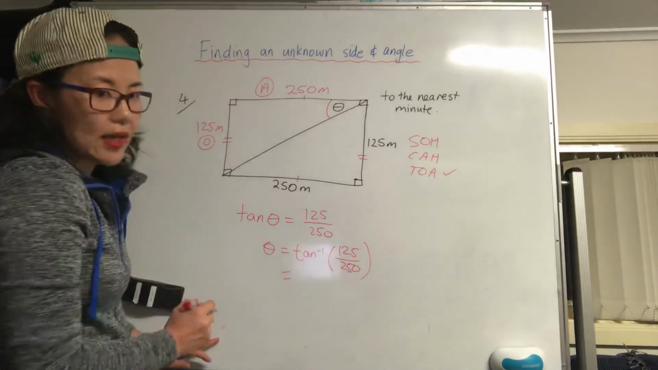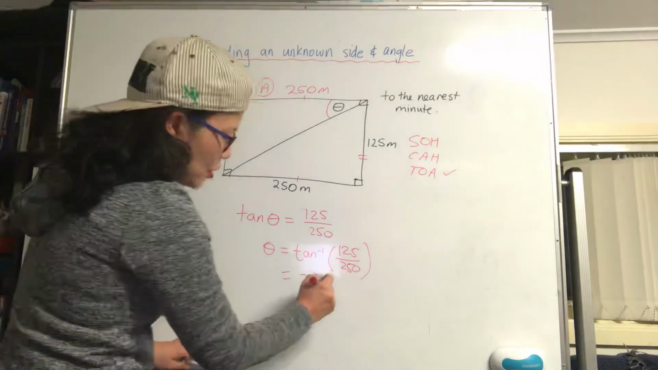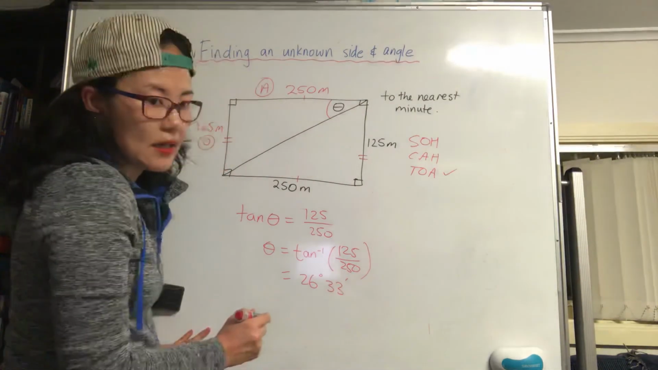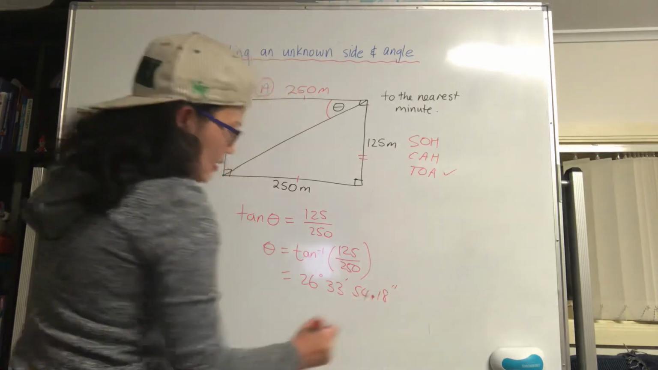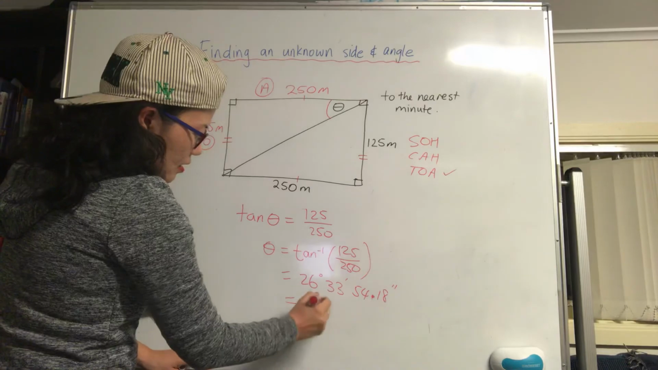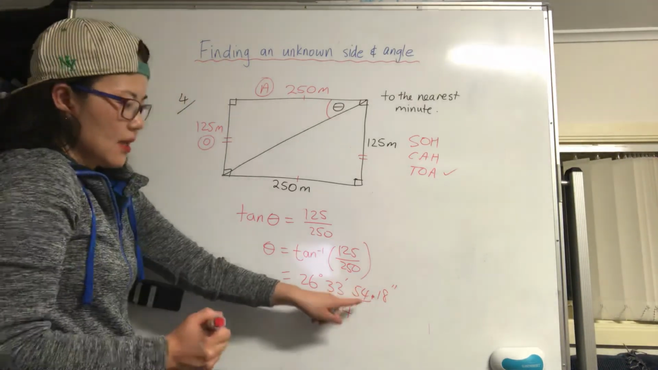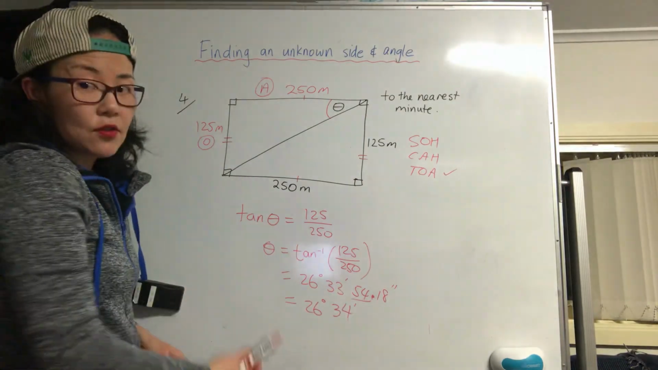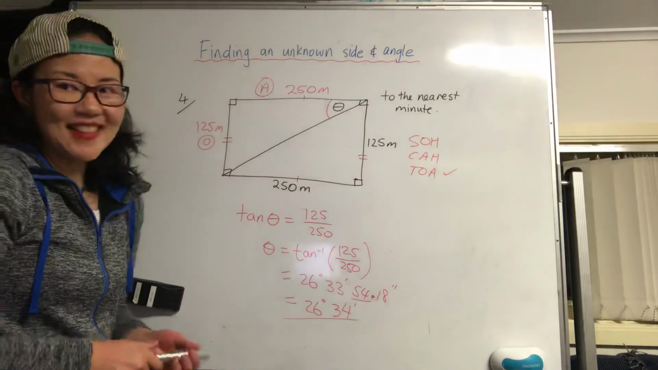And you will get something like 26 degrees and 33 minutes and 54.18 seconds. It says to the nearest minute, so I'm going to go 26 degrees 34 minutes, because that seconds is more than half. So I'm going to round it up. So your answer is 26 degrees and 34 minutes. Well done.